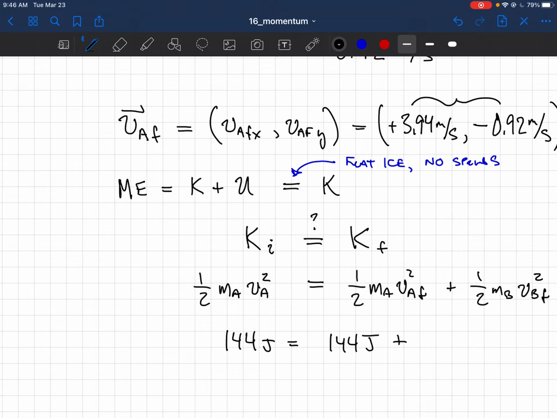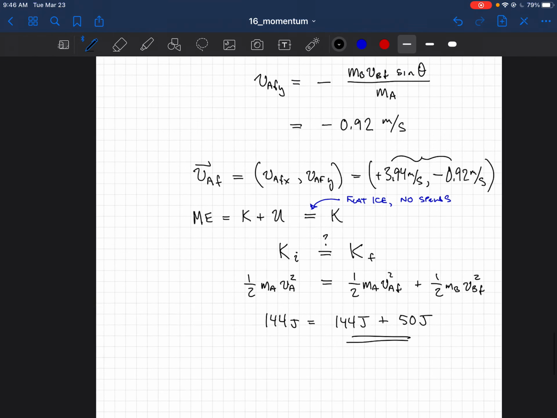So MB is 11, and VB final was 3, I think. And so this came out to be about 50 joules. And so our final was larger than our initial. So this is possible, but it's a very special case that can do this. So our energy increased as they went through.